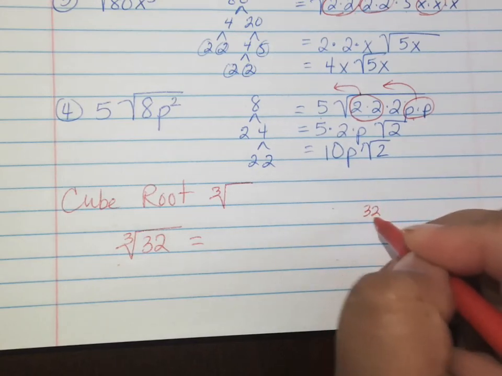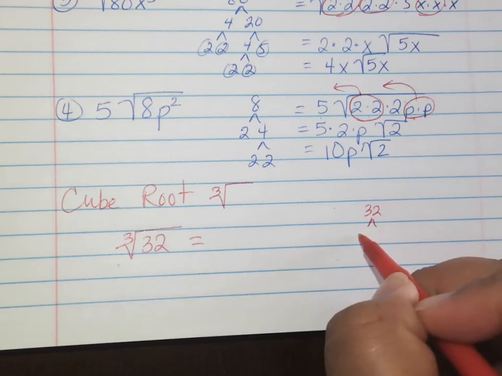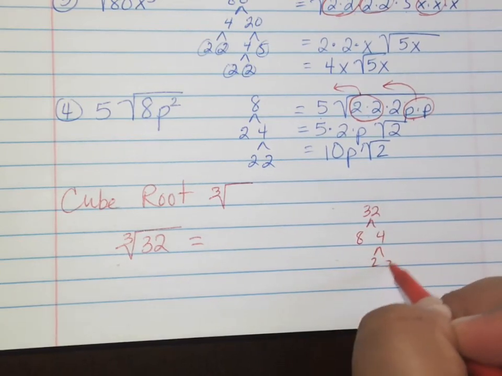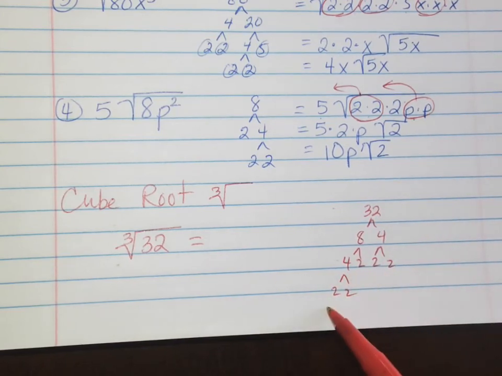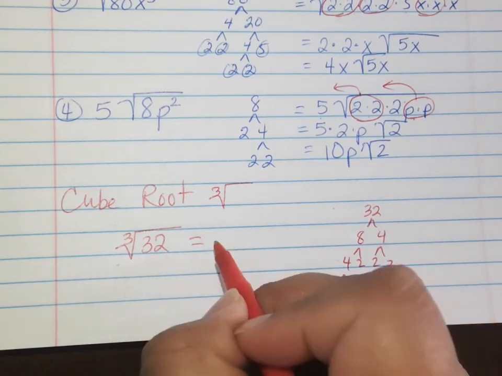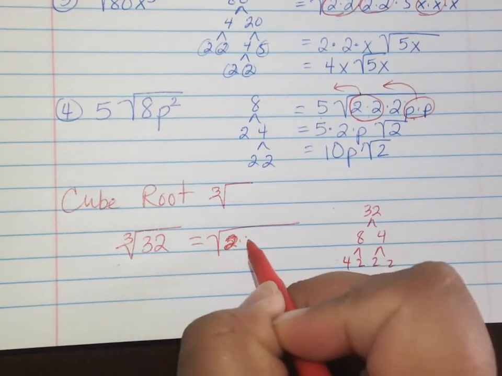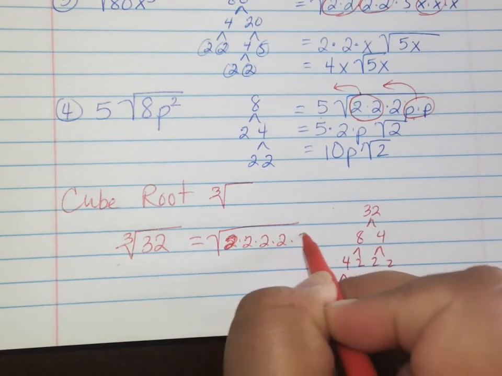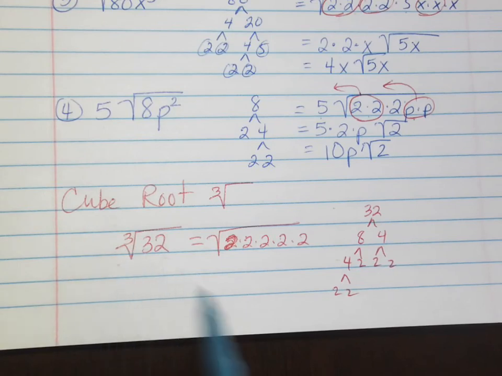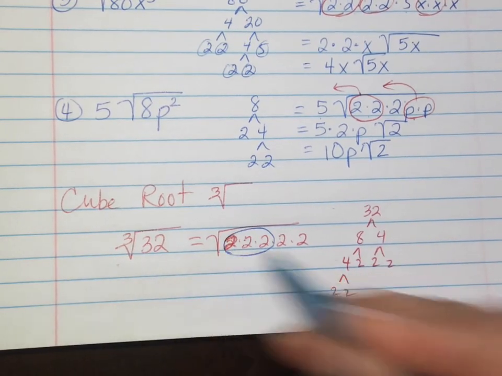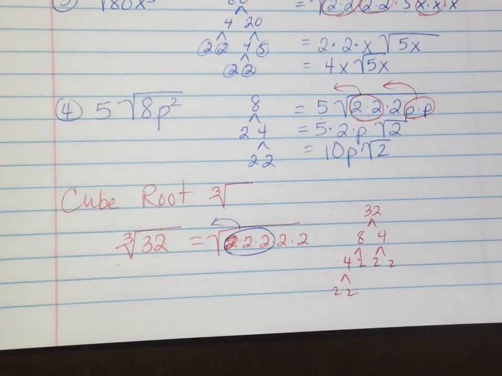So we did a factor tree on top earlier, and we had 8 times 4, 2 times 2, 4 times 2, and 2 times 2. So there were 5 2's. So I'm going to put 5 2's. And I'm looking for a cube root, so groups of 3. So I have one group of 3, and that's it. So that means one of those.